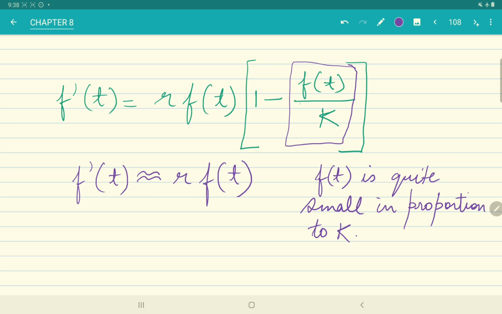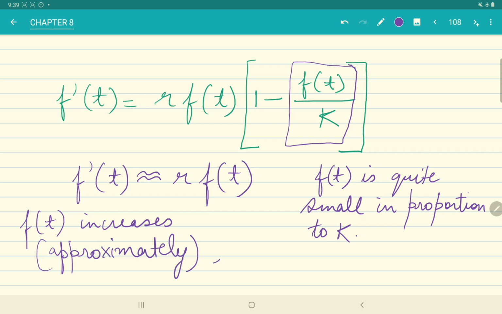And that means f(t)/k is very small, so I can write this. And if I write this, that just means that f(t) increases exponentially. But this is when f(t) is small in proportion to k.